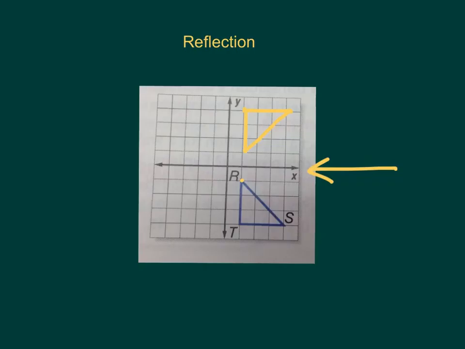Reflections can go across the x or the y-axis. Remember, you just want to match up your points' distance and relate them to where they're going. If it's going across the x-axis, it's either going up or down. If it's going across the y-axis, it's either going left or right.